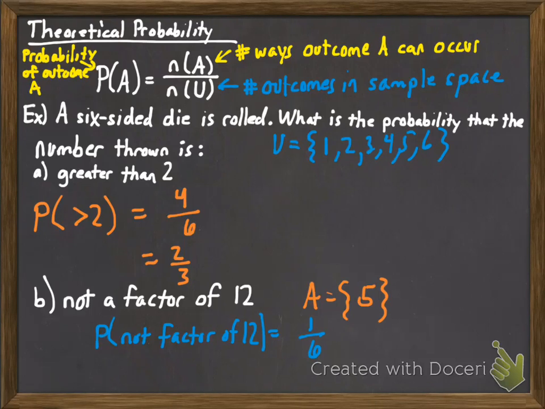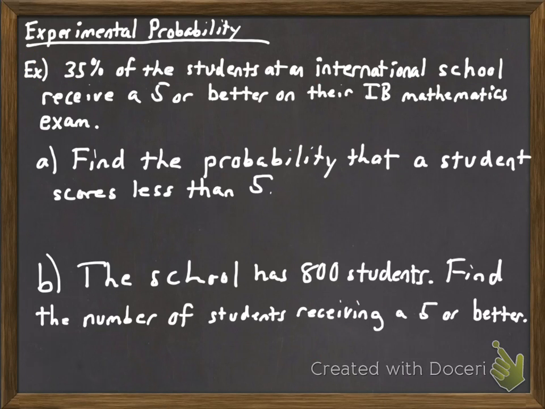Or if you flip a standard coin or fair coin, you can get heads 50% of the time and you can get tails 50% of the time. That's all theoretical. There's also what's called experimental probability that you need to understand.